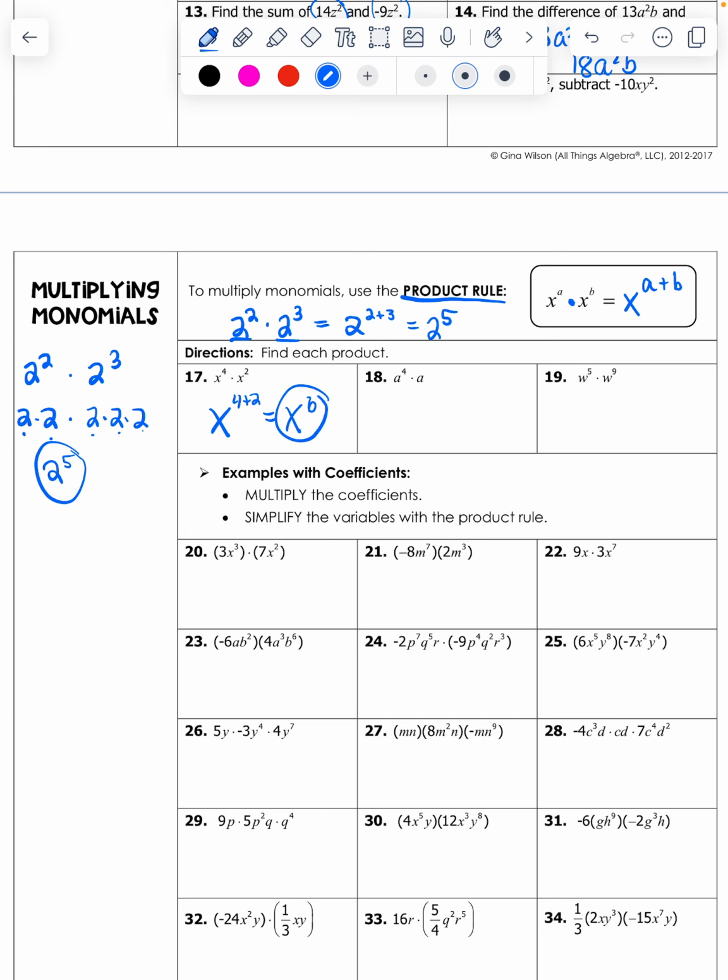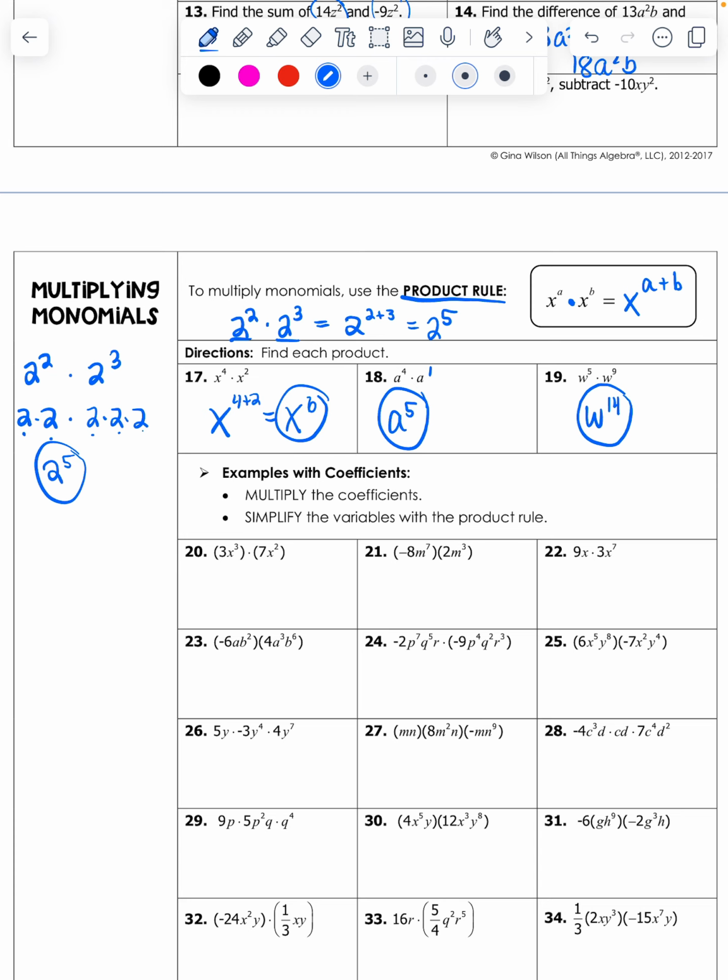A to the fourth times a to the first. There is an invisible one there. This would become a to the fifth power. W to the fifth times w to the ninth. We add 5 plus 9, that's 14, so it would be w to the 14th power. Only thing about this is that it is going to get more difficult.